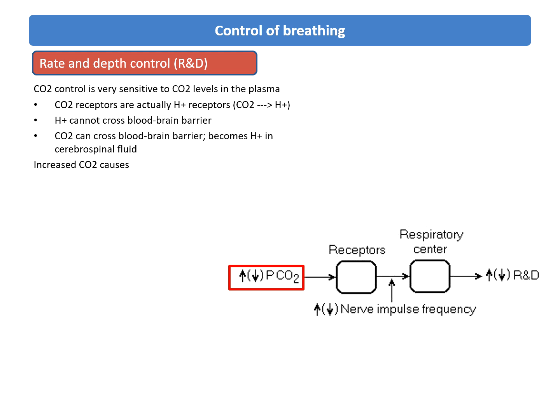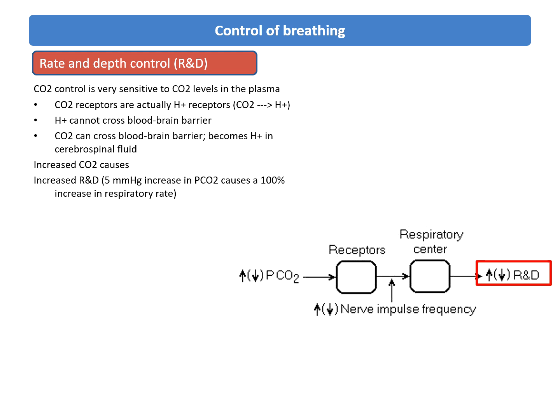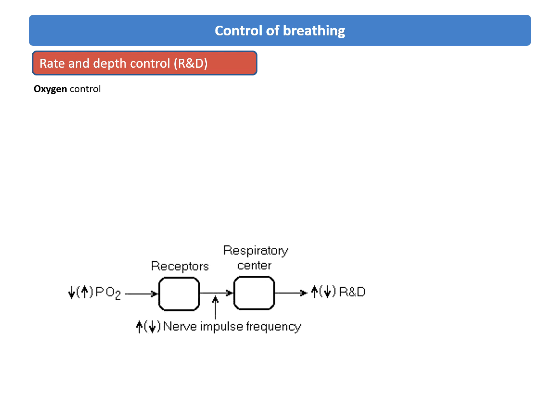Increased carbon dioxide levels cause increased rate and depth of breathing. Now, it turns out the receptors for CO2 are very sensitive. It turns out a 5 millimeter increase in pCO2 can cause a 100% increase in respiratory rate. Decreased carbon dioxide, in turn, causes a decreased rate and depth of breathing.